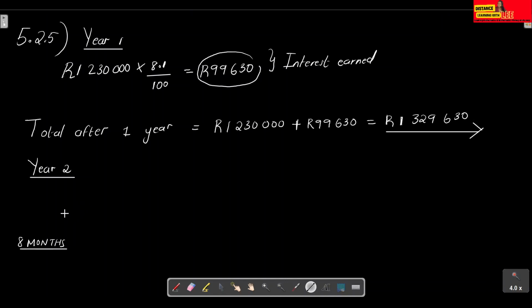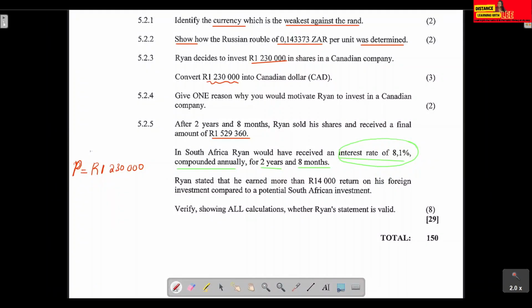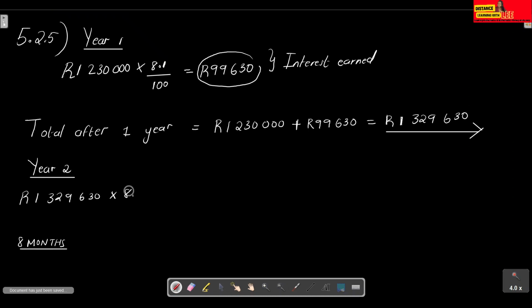Now we're going to use this amount that he has at the end of the first year in calculating the interest that he accumulates in year two. So same thing, we're going to take that 1,329,630, then multiply by the interest rate, which is 8.1 divided by 100. If you punch this into your calculator, you'll find that at the end of year two, the interest that he accumulated was 107,700.03. This is the total interest that he earned in year two.